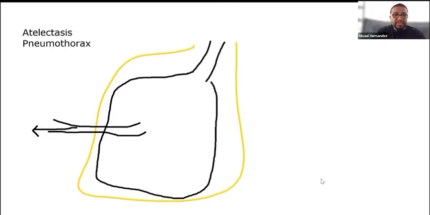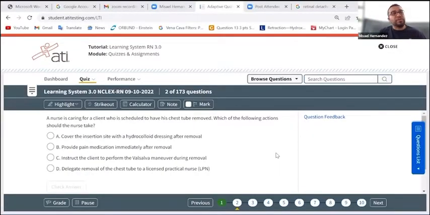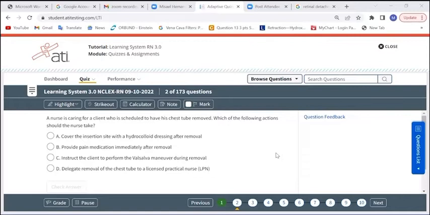Now, in this question, it says they're scheduled to have their chest tube removed. That means that the lung most likely expanded already. Does that make sense? And so we have to have it removed. But there's a specific technique that you have to know about. What action should the nurse take? Let's see if you know it. So you mean from the choices or from general knowledge? No, from the choices. Yeah.